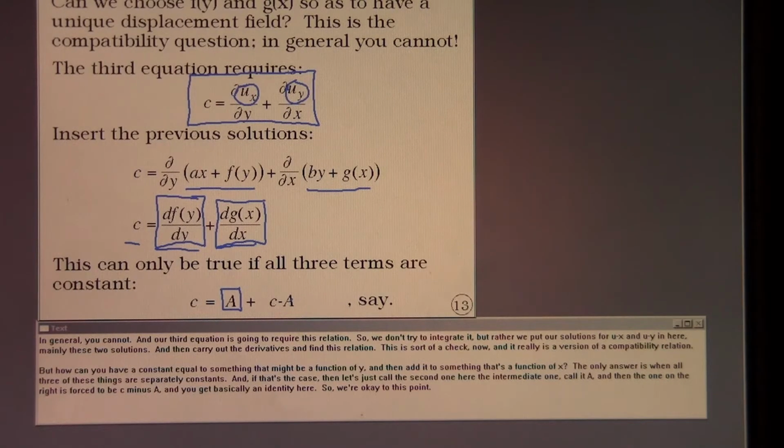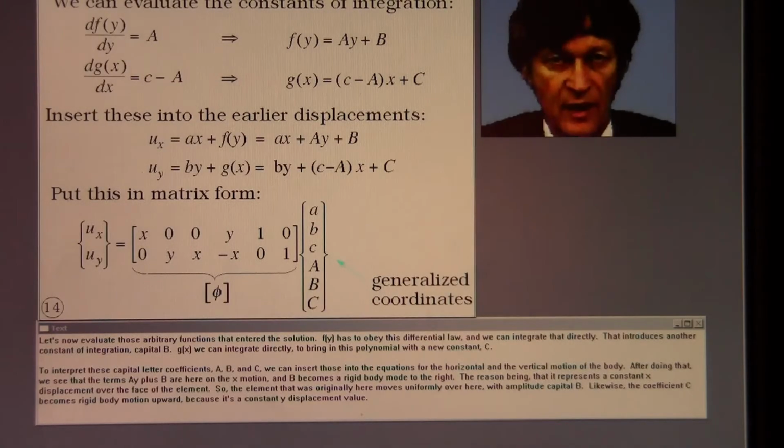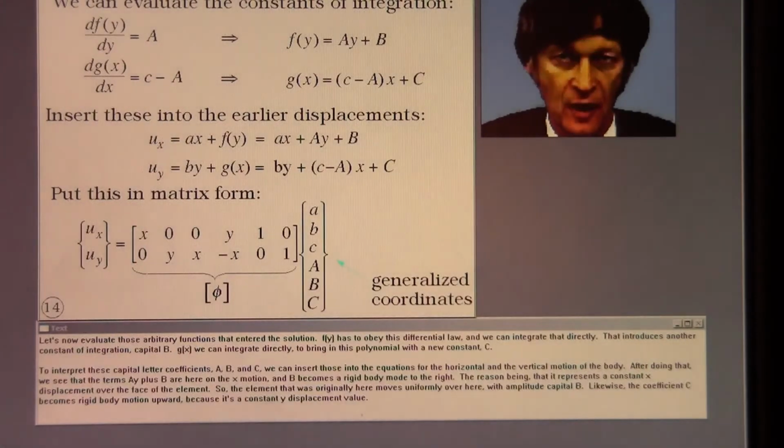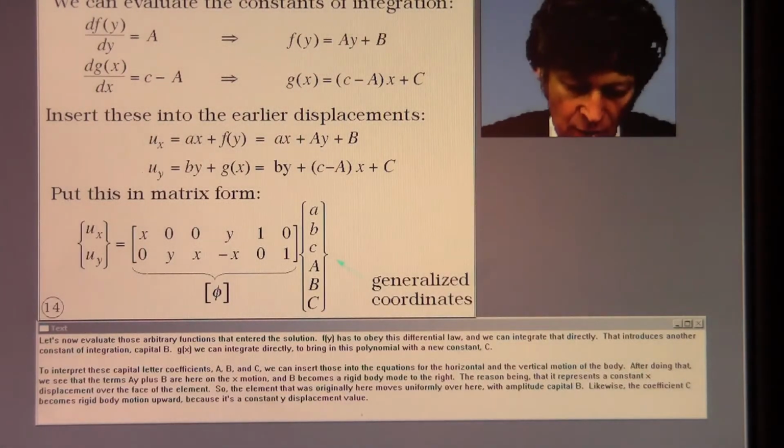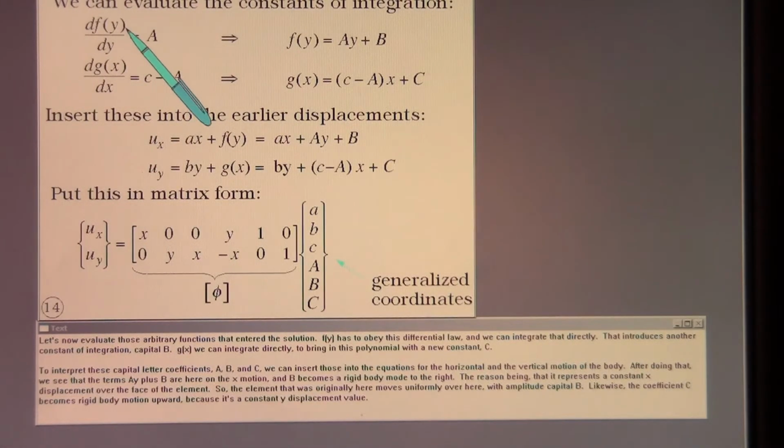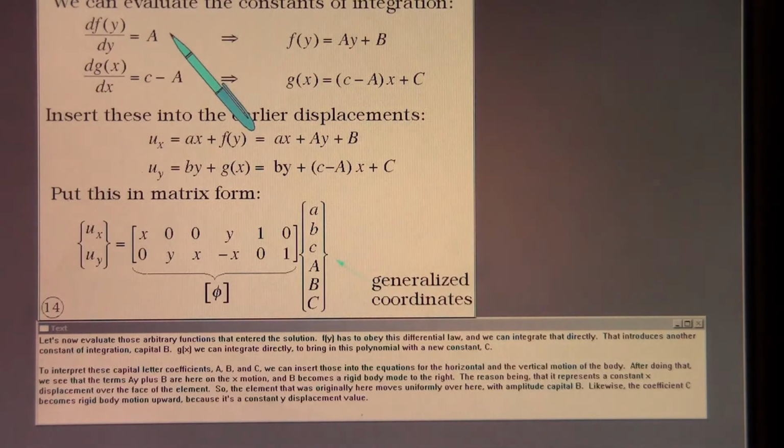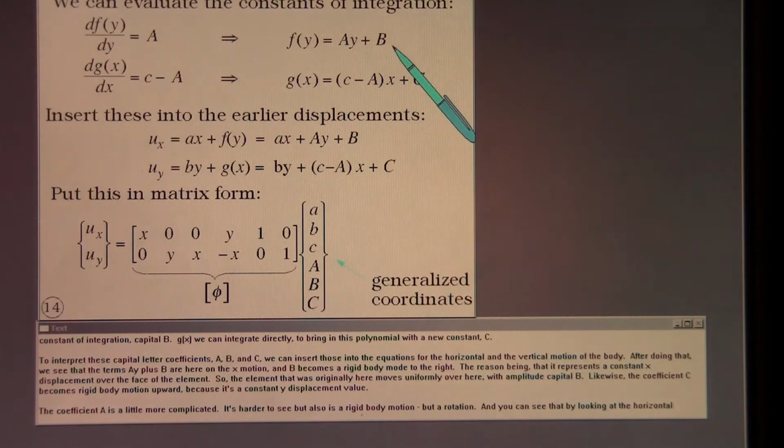So we're okay to this point. Let's now evaluate those arbitrary functions that entered the solution. F of y has to obey this differential law, and we can integrate that directly. That introduces another constant of integration, capital B. G of x we can integrate directly to bring in this polynomial with a new constant c.